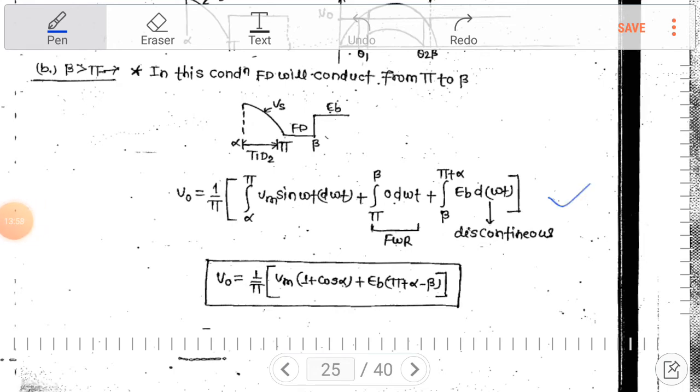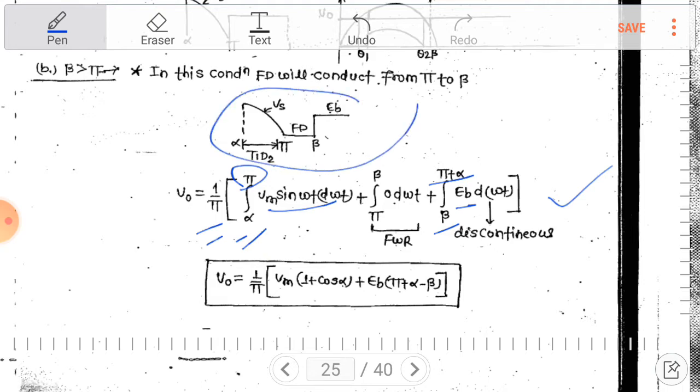So here the average output voltage can be derived like this: 1 by time period, which is pi, integrate from alpha to pi, because V output is equal to Vs only from alpha to pi, and then from beta to pi plus alpha, V output is equal to Eb.